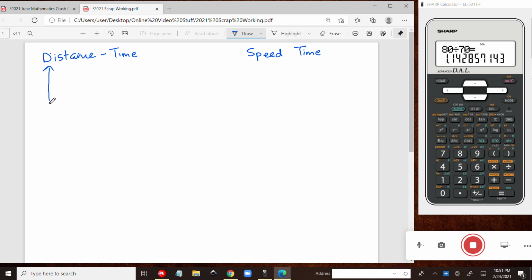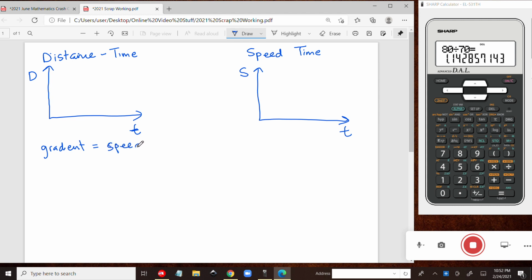In the distance time graph, the distance goes on the y-axis and the time goes on the x-axis. In a speed time graph, it's almost the same thing, except the speed goes on the y-axis and the time goes on the x. In a distance time graph, the gradient gives us the speed. The area in a distance time graph gives us nothing.